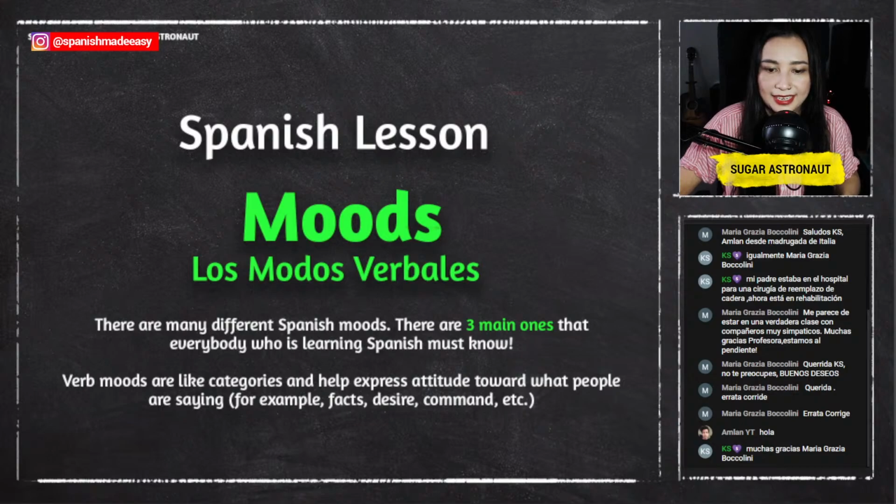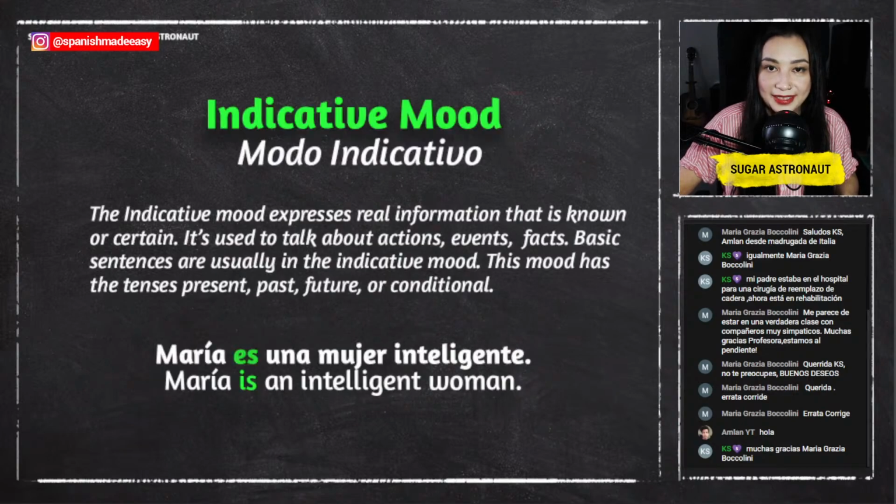Now, let's learn the first one. The first one is the indicative mood. That one is very common. I think that's the first one you'll learn when learning Spanish. You learn the indicative mood. So guys, do you know what this mood is about? Because I'm pretty sure you know already. But let's see how this works.